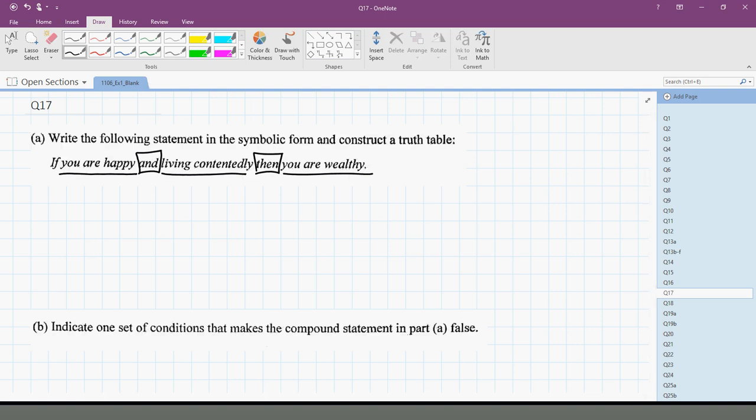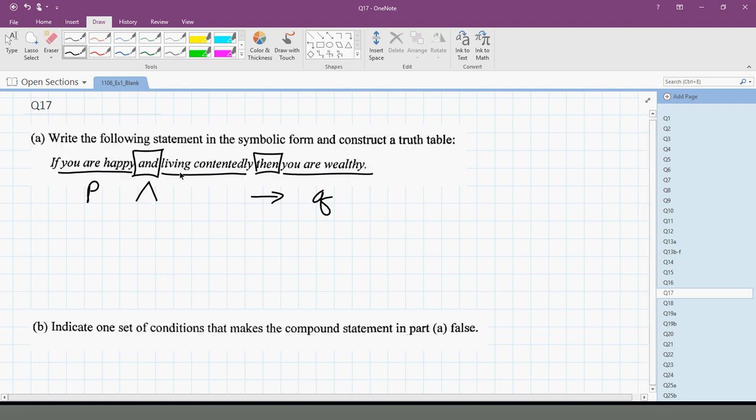So it says, you are happy. What do you want to call that statement? P. I see the word "and," so that has to be one of our symbols. It looks like an upside down V, a rooftop. The next statement is your Q, because it's all about living contently. Then the "then" is an arrow. And last but not least, you have a Q. I don't know where my other symbols went, so let's put them right back up here. Weird board.